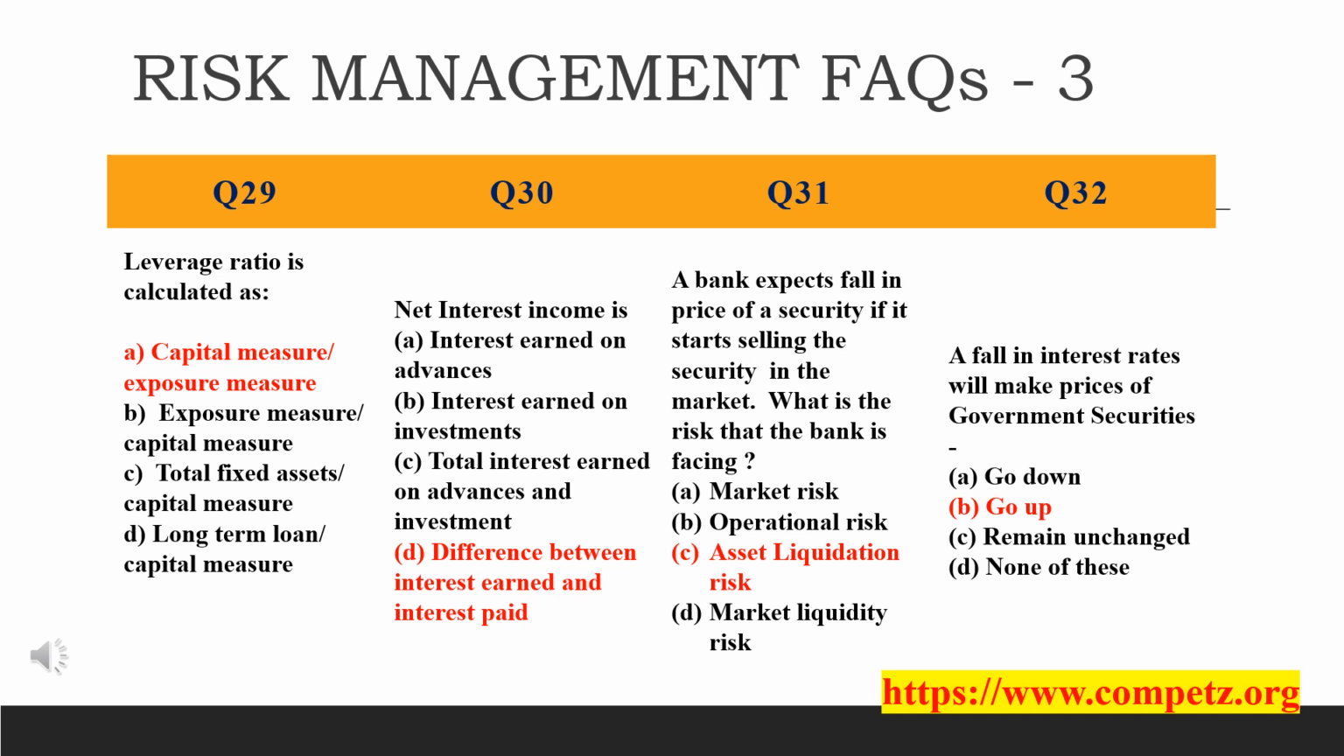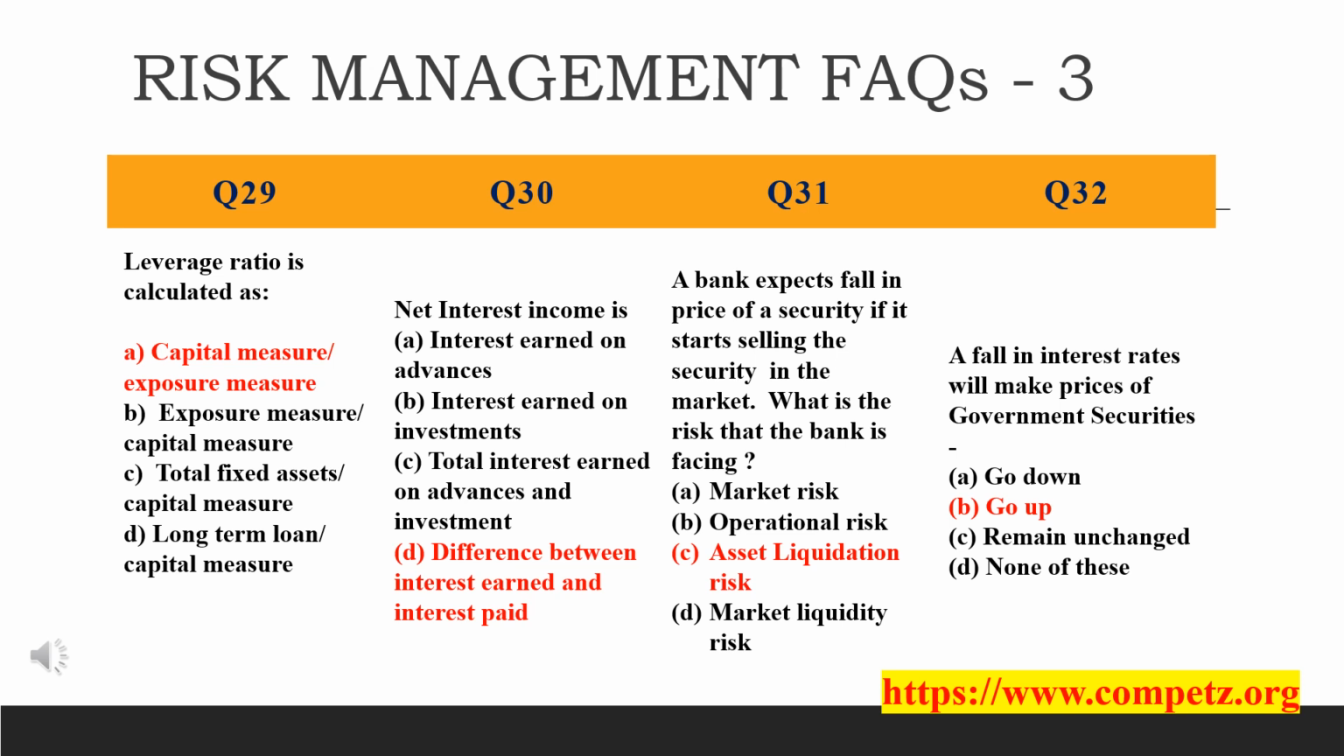But actually the answer is asset liquidation risk. First, why market risk? Market risk refers to the risk of the price of a security falling in general. But what the question asks is that the price falls because the bank is starting to sell the security in the market. That is when it is liquidating its assets, right? Hence the answer is option C, asset liquidation risk.